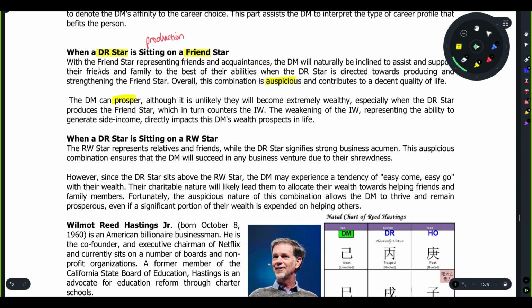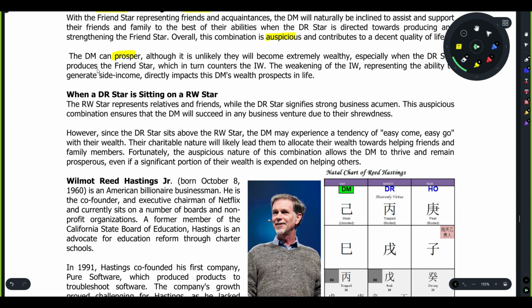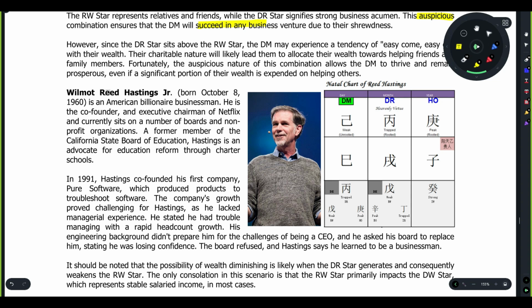Now, when direct resource sits on rob wealth, now rob wealth star represents the entrepreneur star. It represents strong business acumen. Therefore, direct resource sitting on rob wealth is auspicious. It will bring greater success in business. And therefore here, rob wealth, if the person asks, should I do business? The answer is yes. Let's take a look into a chart, shall we?